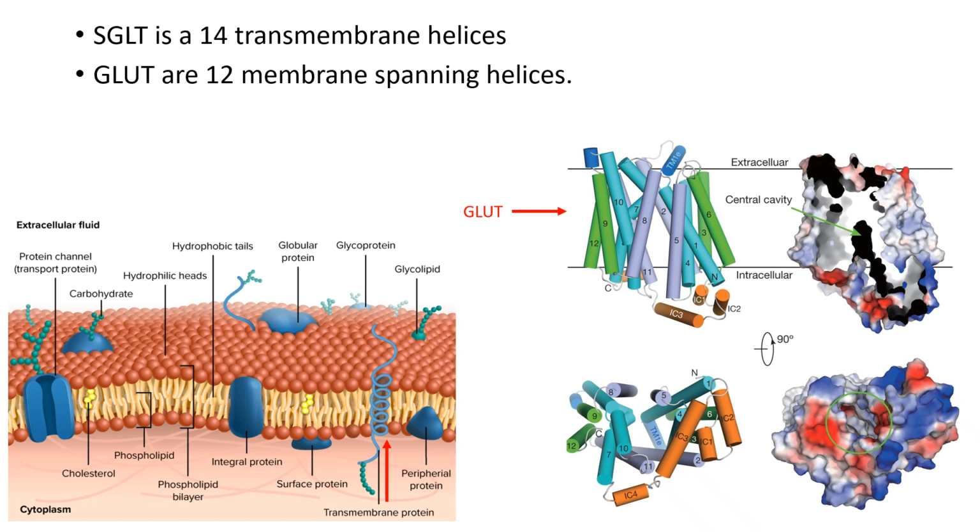SGLT is a 14 transmembrane helical structure, whereas GLUT is a 12 membrane spanning helical structure. The helical structure looks like in the picture to the left, where I'm pointing to a transmembrane protein, which looks like a helix. So the GLUT transporter would have 12 of those. If you look to the right, I'm pointing to the GLUT transporter. It is 12 motifs that form this transporter.